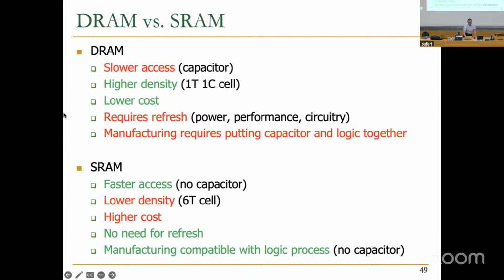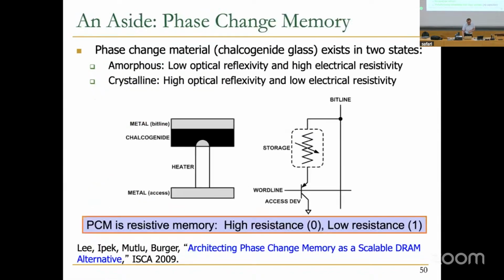Okay, so SRAM is exactly the opposite of DRAM. It's faster access because there's no capacitor. Unfortunately, it's very low density, a 6T cell. Given a single bit, it requires a much bigger area to store. As a result, it's much higher cost. As a result, we don't build large memories with SRAM. Right? There's no need for refresh. That's good news for energy, performance, and circuitry. And you can put this together with CMOS. As a result, all on-chip memories are SRAM. Let me give you an aside. These are not the only two technologies.